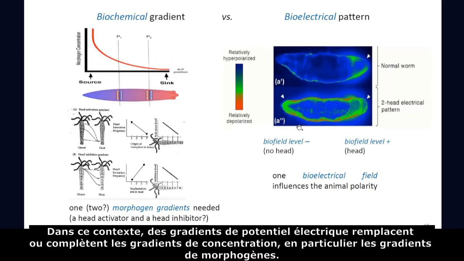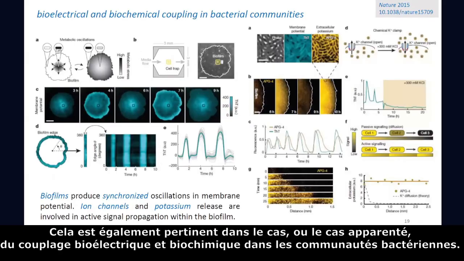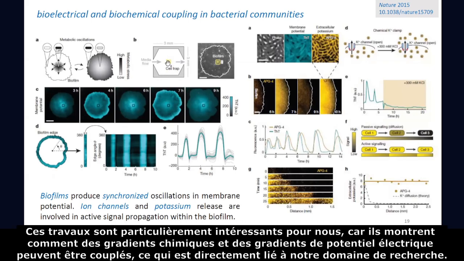In the bioelectrical field, usually gradients of electric potential substitute or complement gradients of concentrations, in this case, morphogen concentration. This is also interesting in the related case of bioelectrical and biochemical coupling in bacterial communities. In bacterial communities, this work is especially interesting to us in the sense that it's able to couple together chemical gradients and electrical potential gradients. So in this case, it's also very interesting to our field.